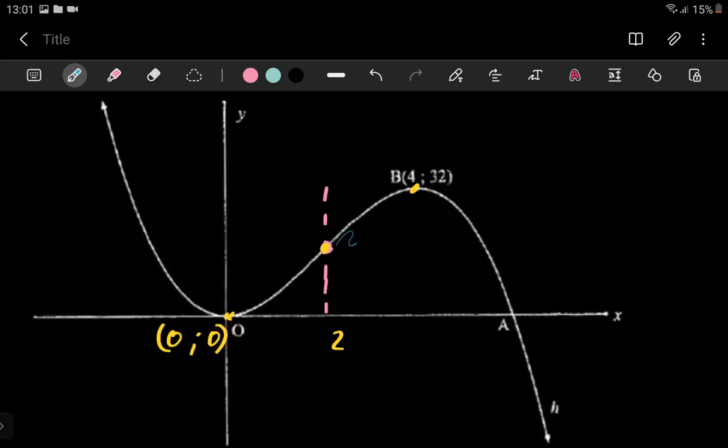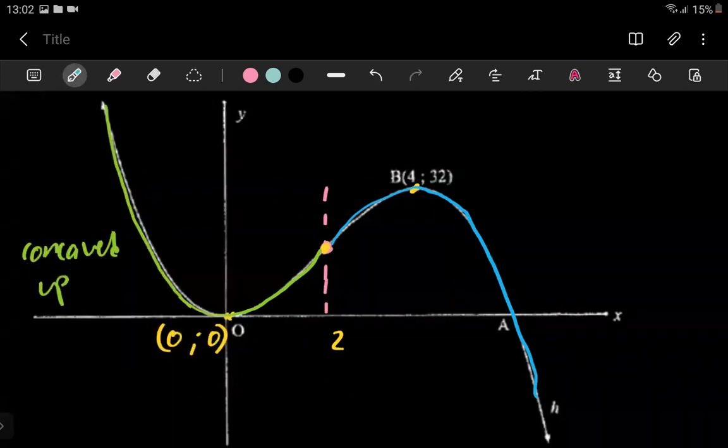On one side you can see this graph is frowning, and on the other side you can see it's smiling. You see it? The part that's smiling, that side you always say it's concave up. And the part that's frowning, that side will be concave down. You see?